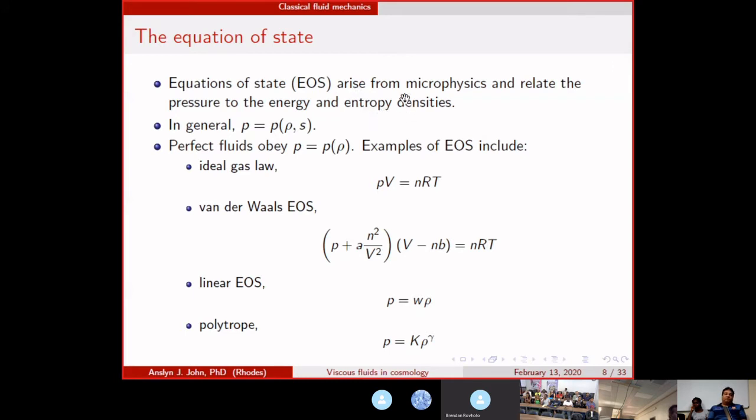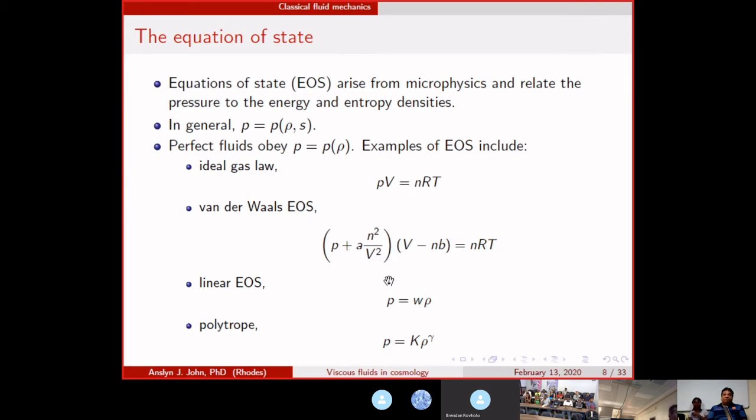And finally, we have the equation of state. This arises from microphysics and, in general, relates the pressure of a fluid to its energy and entropy density, indicated by S. Perfect fluids are very special cases where the equation of state is of this form, where the pressure is purely a function of the density. There are some very familiar examples of equations of state that we've known about: the ideal gas law, PV equals nRT, and a slightly more sophisticated version, the van der Waals equation of state.